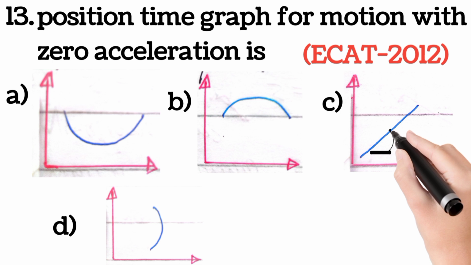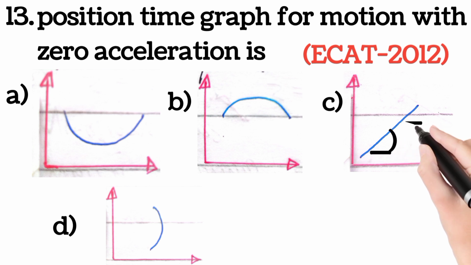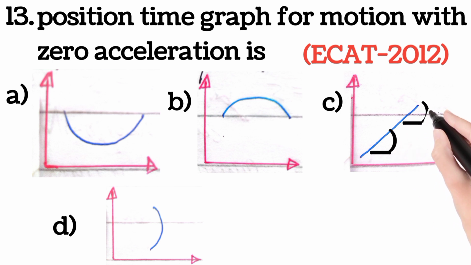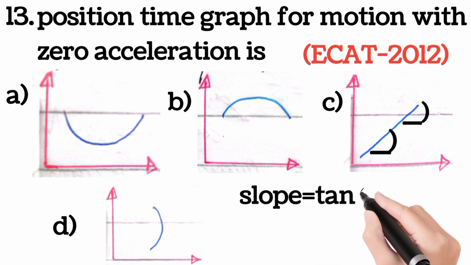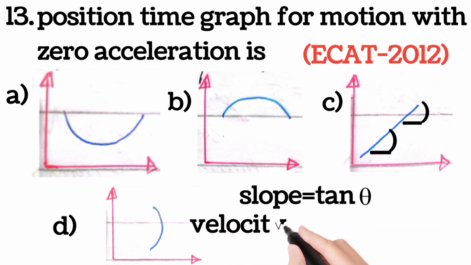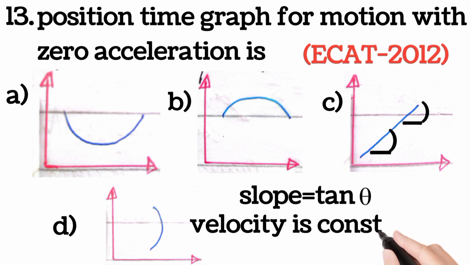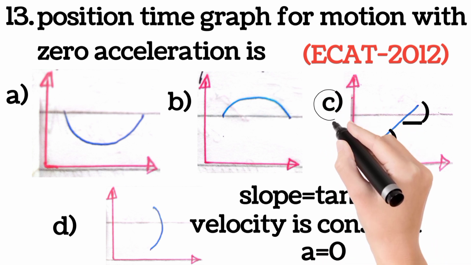If we observe option C and draw the horizontal line, then we check that the angle is constant. If the angle is constant, then tan theta is constant, and tan theta is equal to the slope. Slope represents the velocity, and if the velocity is constant, then the body has zero acceleration. The correct option is C.